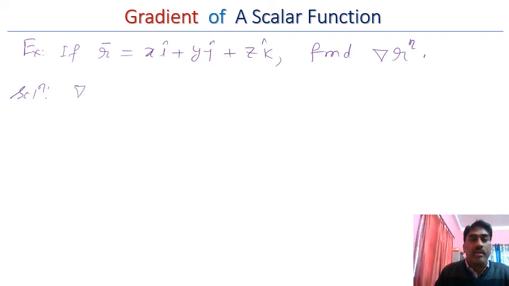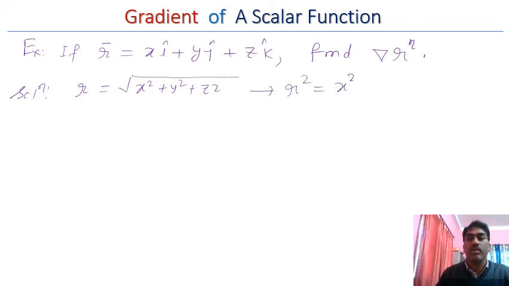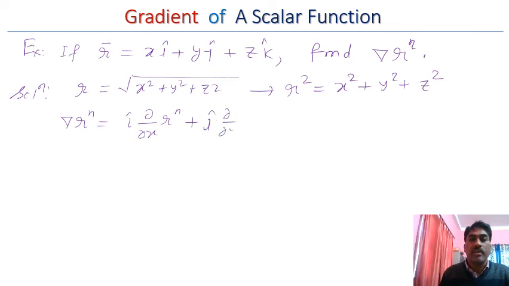So first write down what this r is. r is given as the square root of x² + y² + z², and in turn you can write r² = x² + y² + z². And now what is del r to the power n? This is i ∂/∂x rⁿ + j ∂/∂y rⁿ + k ∂/∂z rⁿ. So let us start computing any one of them. What is ∂/∂x of rⁿ? This will be n rⁿ⁻¹ ∂r/∂x.